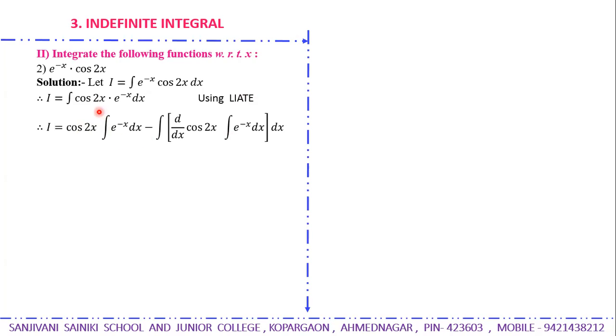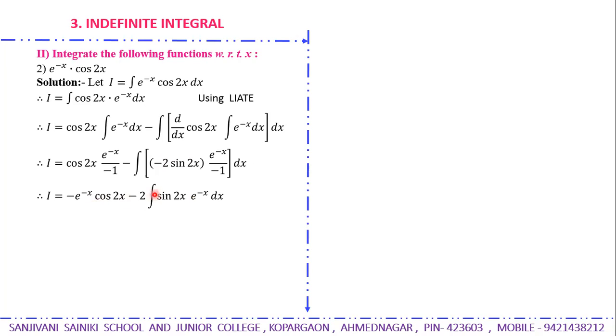You know how to use the by parts theorem. First function you have to keep as it is, then integration of the second function minus integration of derivative of the first function into integration of the second function. So integration of e raised to minus x is e raised to minus x upon minus 1. Then the derivative of cos 2x is minus 2 sine 2x. So after simplifying, you will get minus e raised to minus x cos 2x minus 2 times I1, where I1 is the integral of sine 2x e raised to minus x.